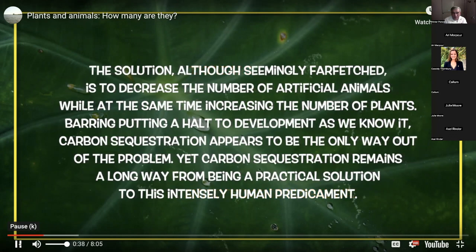The solution, although seemingly far-fetched, is to decrease the number of artificial animals while at the same time increasing the number of plants. Barring putting a halt to development as we know it, carbon sequestration appears to be the only way out of the problem. Yet carbon sequestration remains a long way from being a practical solution to this intensely human predicament.